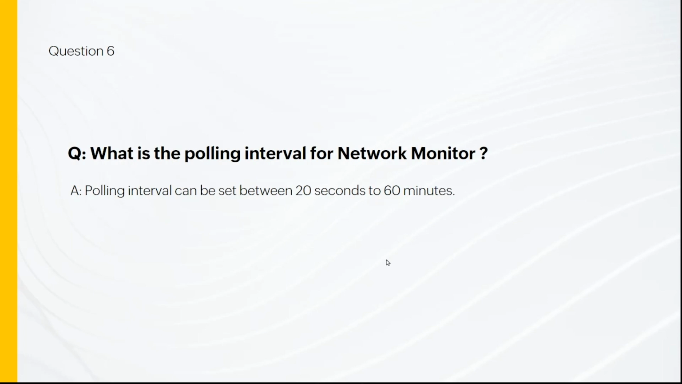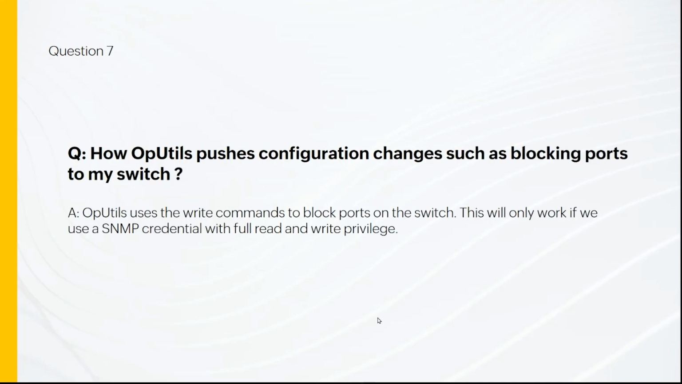What is the polling interval for the network monitor that we spoke about? The polling interval can be set between 20 seconds to 60 minutes. How does OpUtils push configuration changes such as blocking ports to my switch? OpUtils uses the right commands to block ports on the switch, and this will only work if we use an SNMP credential with full read and write privileges.